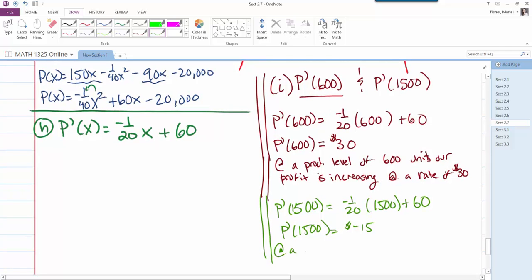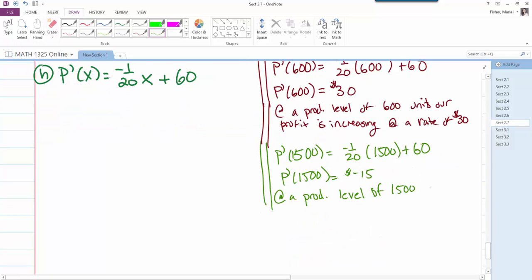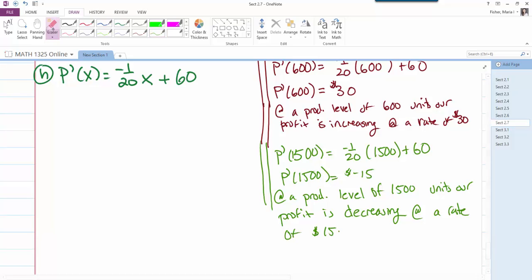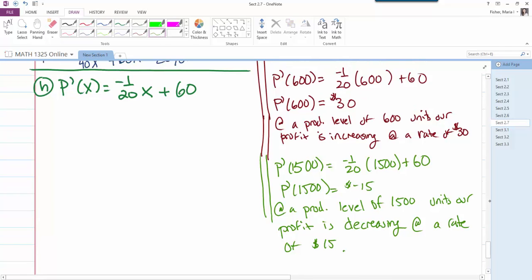Well, it means that at a production level of 1500 units, so at a production level of 1500 dog collars or units, our profit is decreasing. And it's decreasing because it's negative at a rate of $15. So it's decreasing at a rate of $15. That's it for section 2.7.